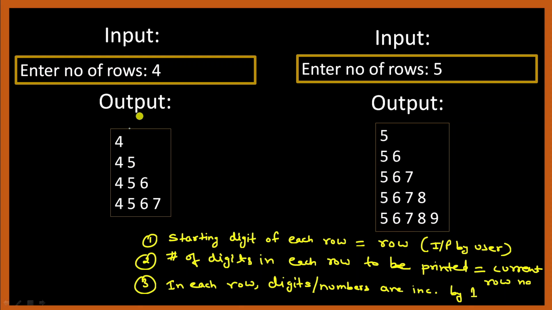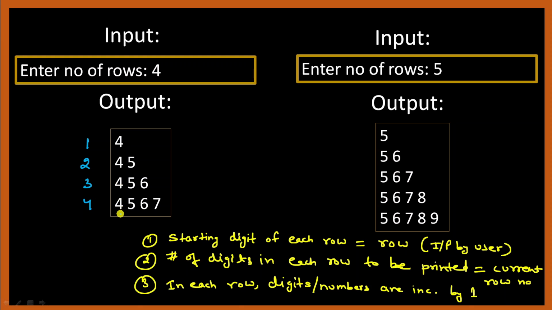If the number of rows is 4, then here you can see this is the first row, the second row, the third row, and the fourth row, a total of 4. Now we have to see what is printed in each row. In the first row 4 is printed, in the second row 4 5, in the third 4 5 and then increased by 1, 6, then in the fourth, a total of 4 digits starting from 4: 4 5 6 7. In the same way, if the number of rows is 5, the start of each row is 5. If the number of rows is 4, the start of each row is 4.